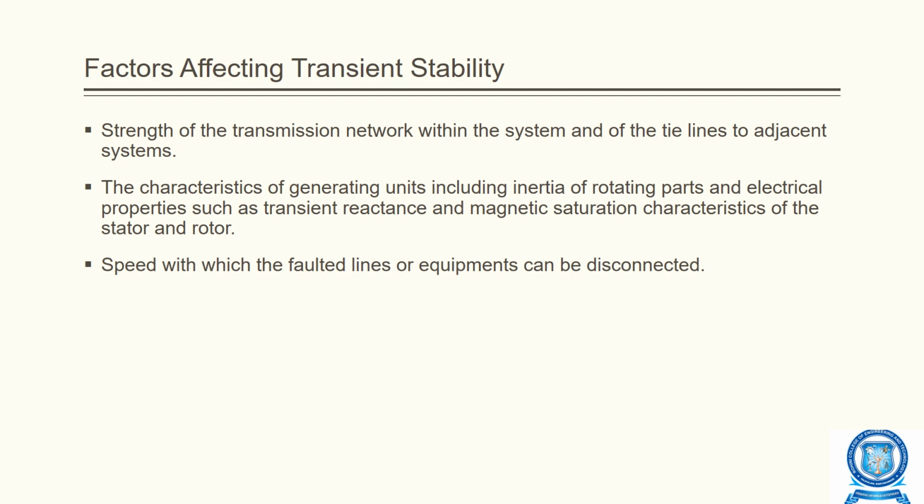Factors affecting transient stability: the strength of the transmission network within a system and tie lines to the adjacent system; the characteristics of generating units, including inertia of rotating parts and electrical properties such as transient reactance and magnetic saturation characteristics of stator and rotor; and the speed with which the faulted lines or equipment can be disconnected. So these are the factors which affect transient stability.